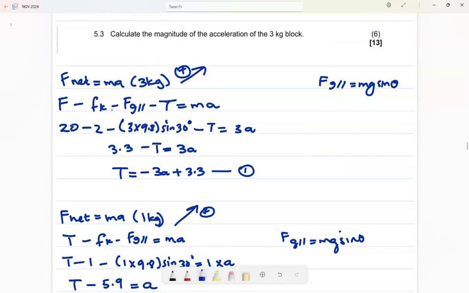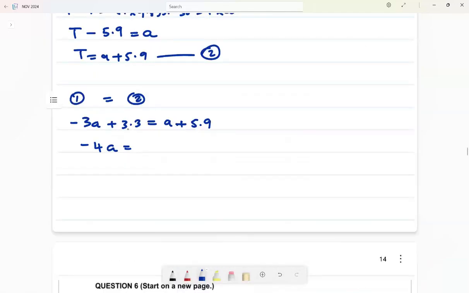Is it negative there? Yes. All right. Let me just confirm this because my calculator was in whatever mode. A times 9.8 sine of theta. Okay, it's fine. All right. And then I have negative 4A is equal to 5.9 minus 3.3. I get 2.6. Okay, I get 2.6.